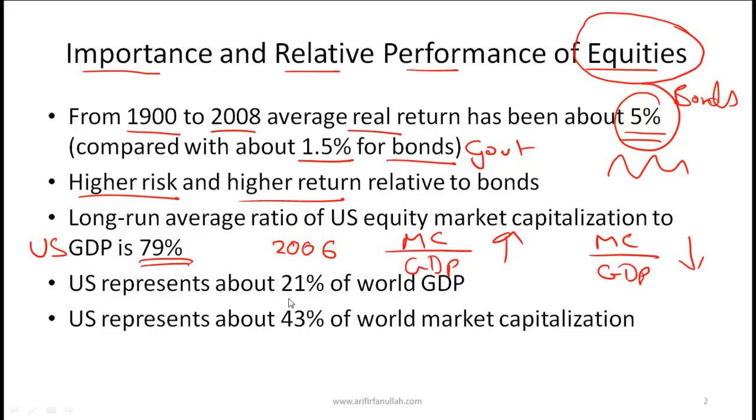Another piece of general information is that currently the US represents about 21% of the world GDP, and the US represents about 43% of world market capitalization. So if you are more interested in this stuff, there are several useful exhibits in the curriculum. I don't think they are extremely important from an exam perspective, but they are interesting. So it might not be a bad idea to just spend a few minutes looking through those exhibits. They give you a nice overall perspective on what we are talking about here.